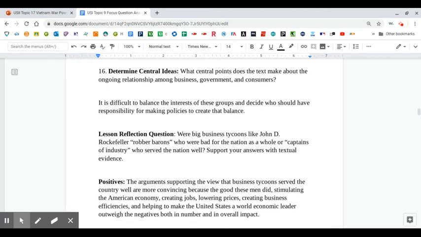What central points does the text make about the ongoing relationship between businesses, governments, and consumers? This still remains true today. It's always a difficult balance, a very challenging task, to balance the interests of businesses versus those of individual consumers and decide who should be responsible for setting policies and creating that balance. Should it be the government? Should it be the free market system, supply and demand, capitalism determining the price of goods, or should there be prices that are fixed at a certain rate or level?